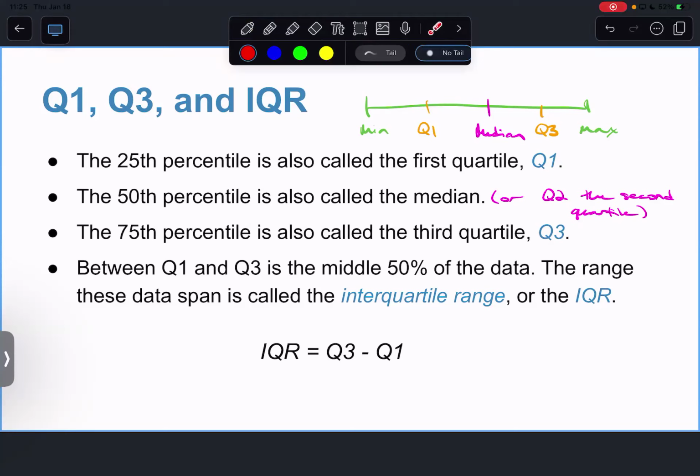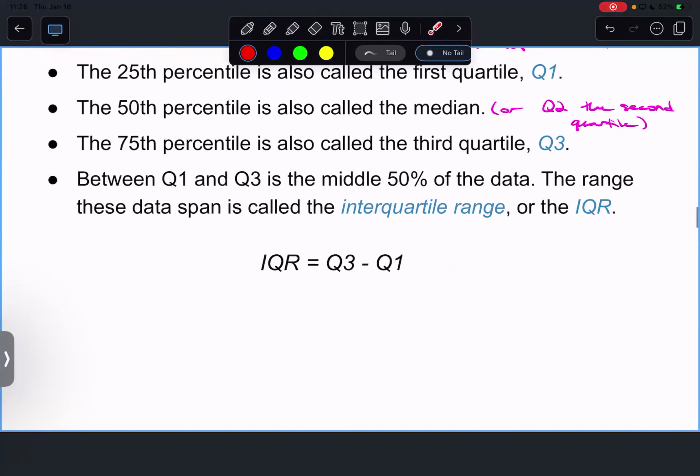And who knew it'd be so soon that we would talk about the interquartile range? It was mere moments ago that I said, we don't know what this is. Don't worry about it. Just relax.